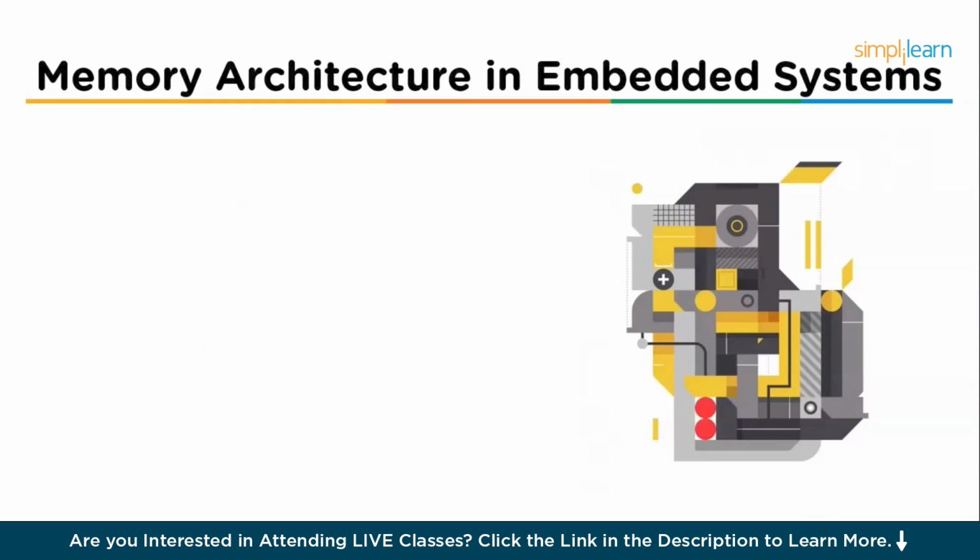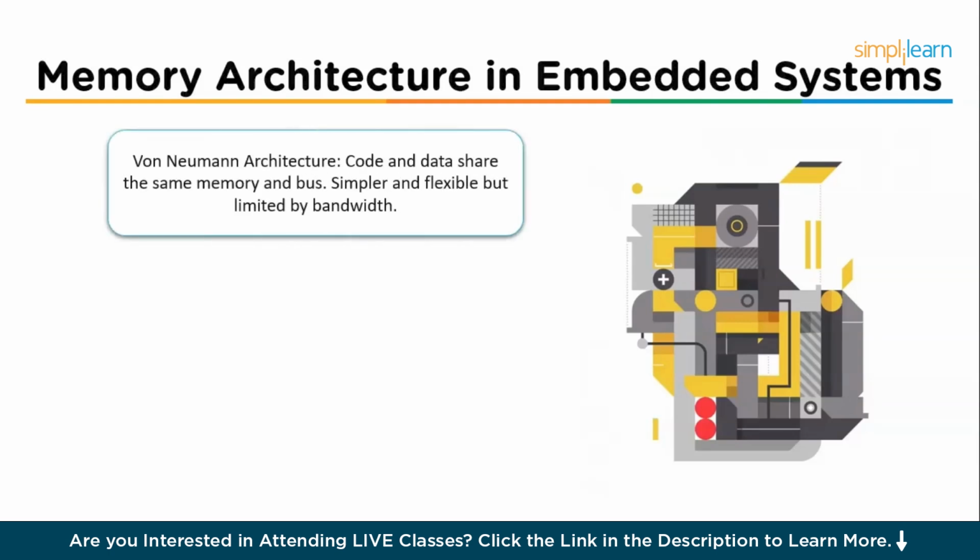So memory is not just about what you use, it's about how it's organized. There are three main architectures you will find. The first one is von Neumann architecture. The code and the data share the same memory and bus. Simpler and flexible but limited by bandwidth.